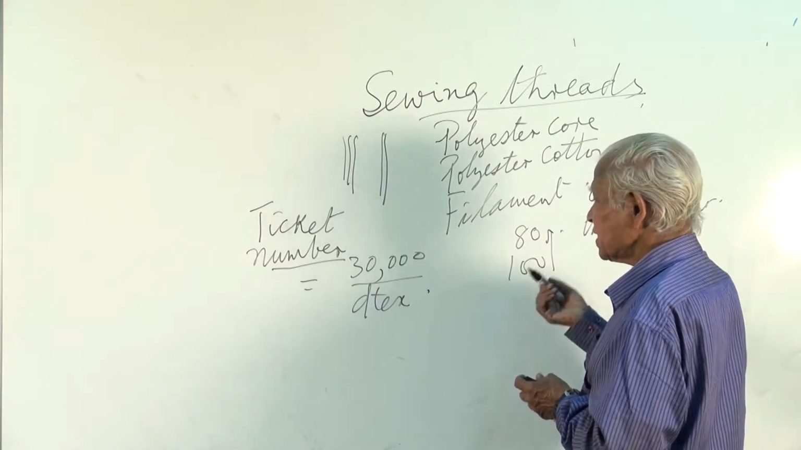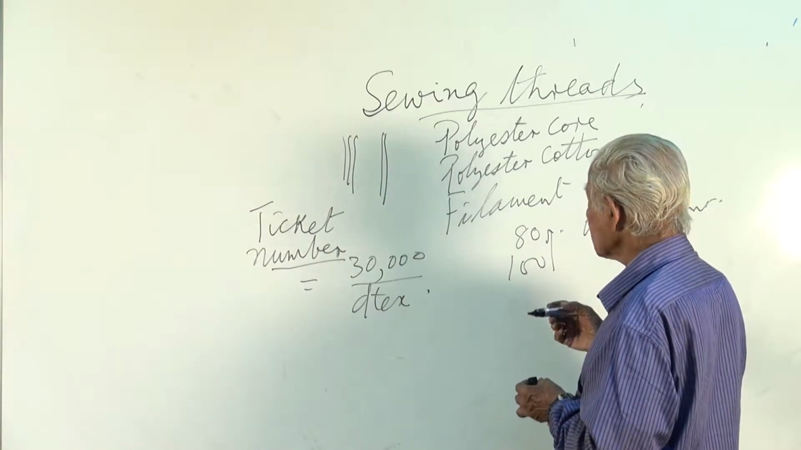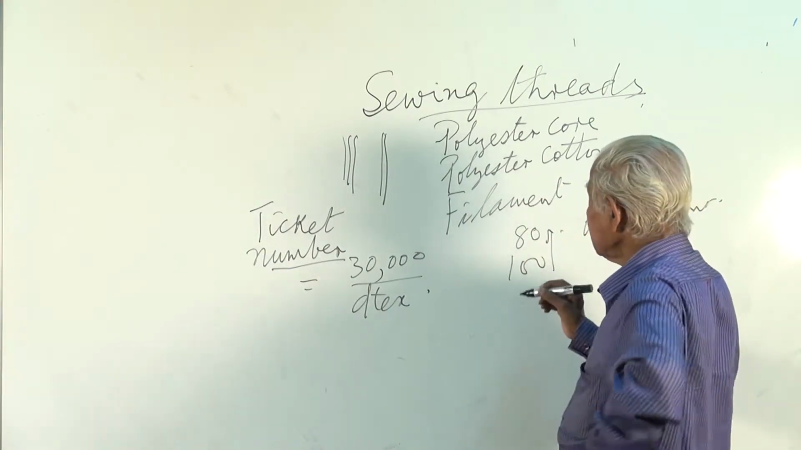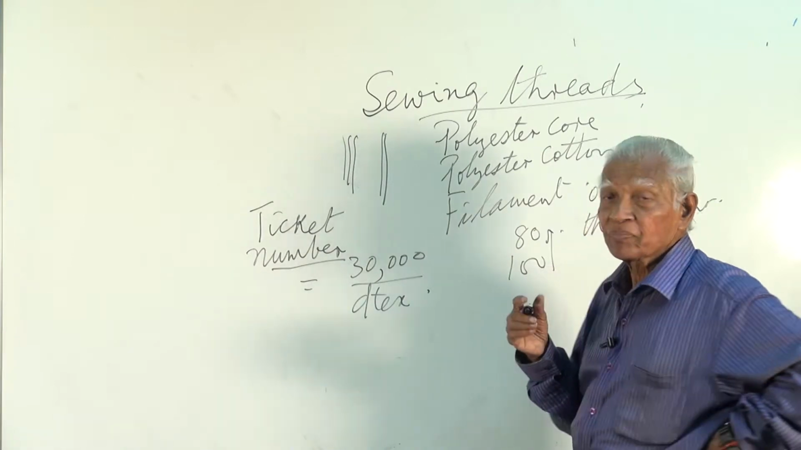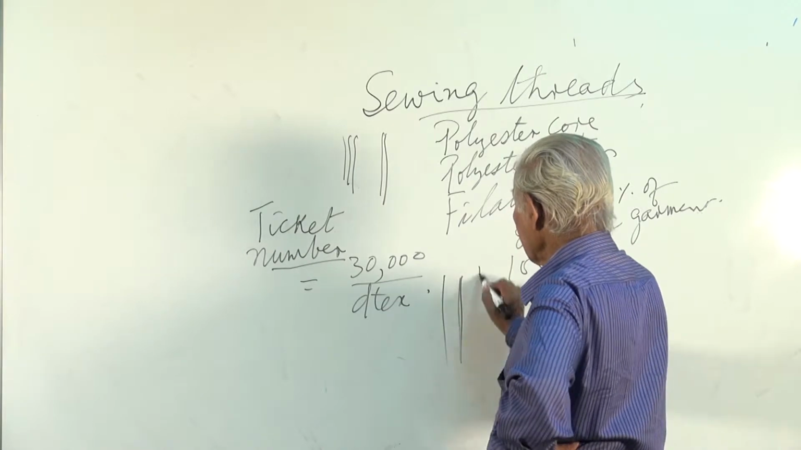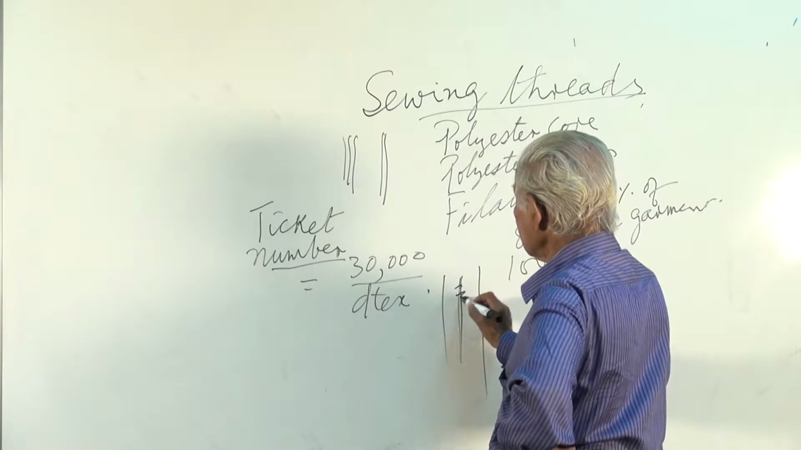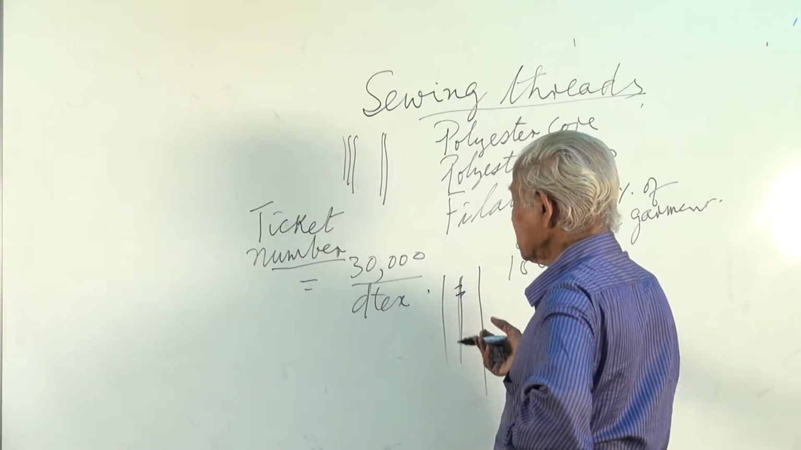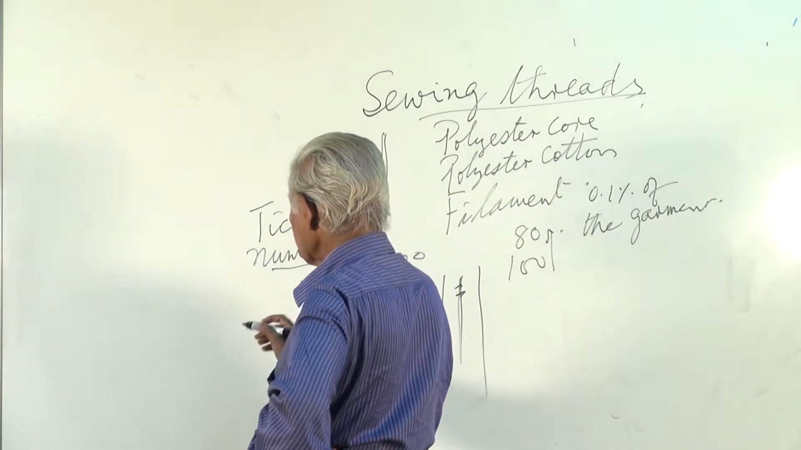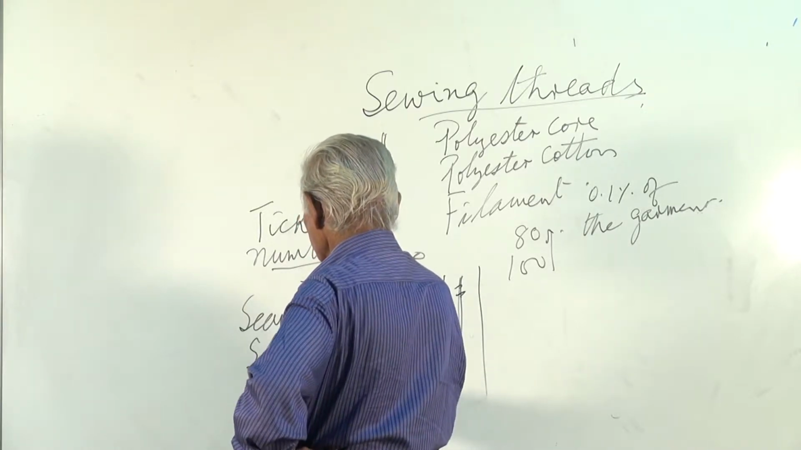And there are various types of sewing threads which differ in their material and also in their ticket number. The sewing threads are produced to provide seams joining the two pieces of the fabric, and it is very important that after washes this seam should not give way, it should be intact. So there are two things which are important in a fabric in which seams have been put. One is the seam slippage and seam strength.